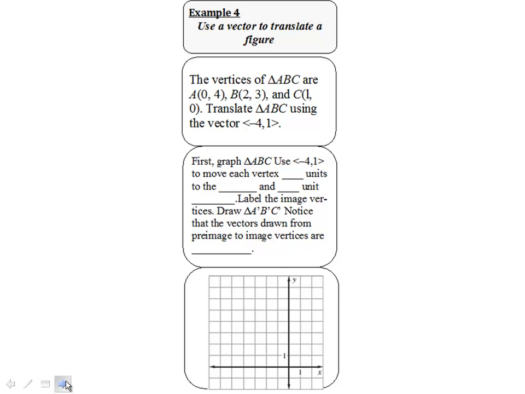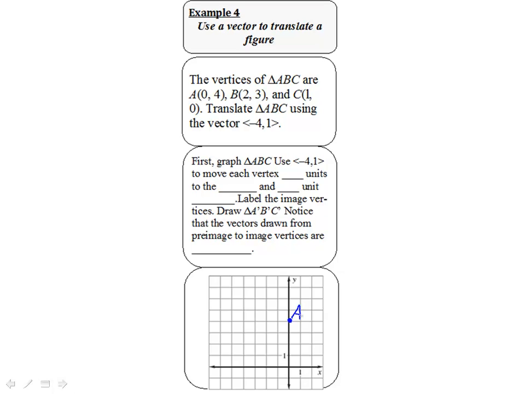All right, let's look at our fourth example here. It says use a vector to translate a figure. So the vertices of triangle ABC are A (0, 4), B (2, 3), and C (1, 0). Translate triangle ABC using the vector <-4, 1>. So first we're going to graph triangle ABC. So A is 0, 4.